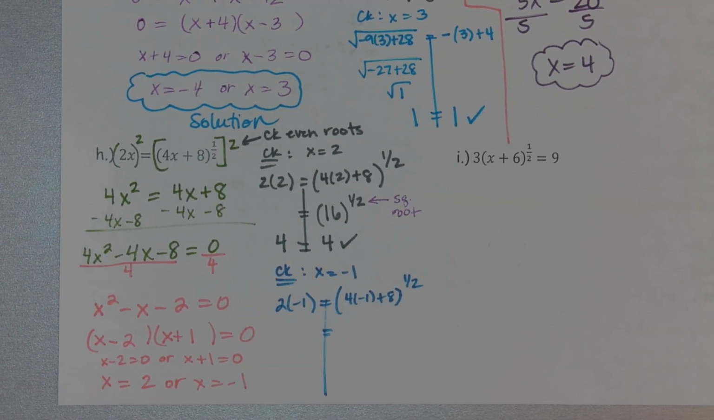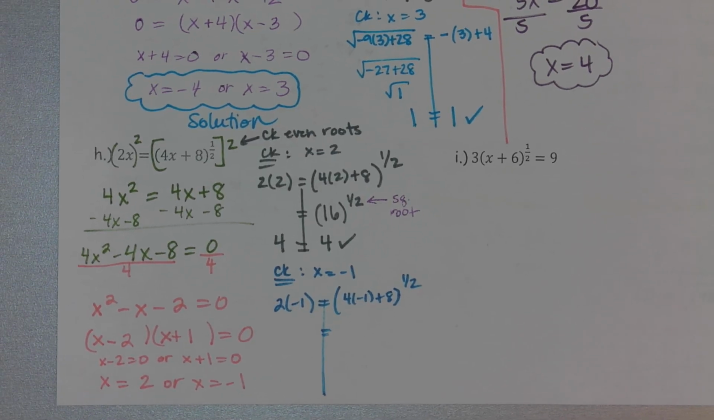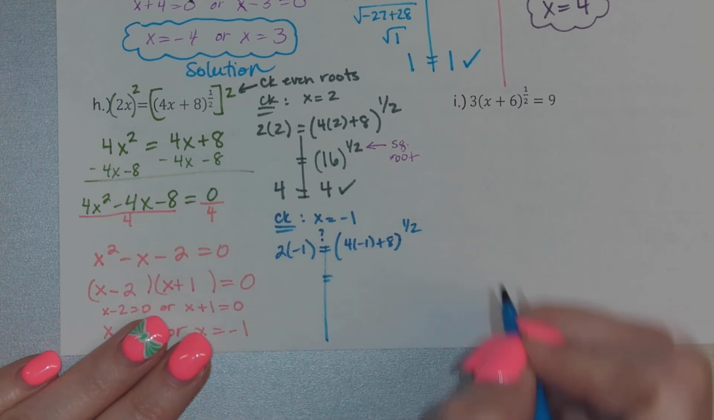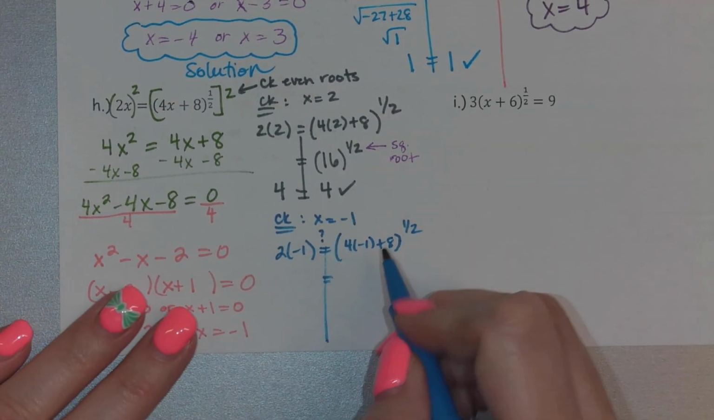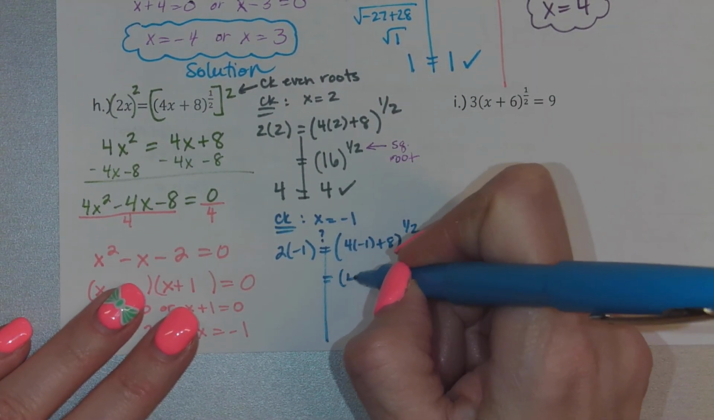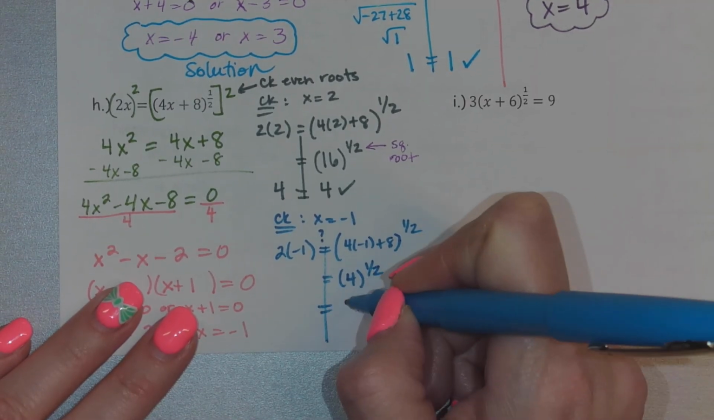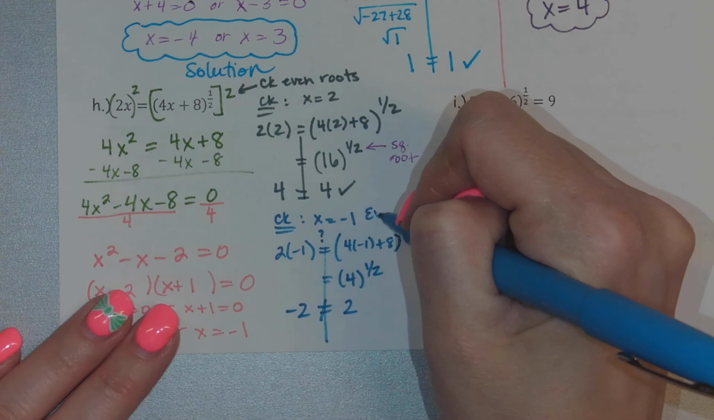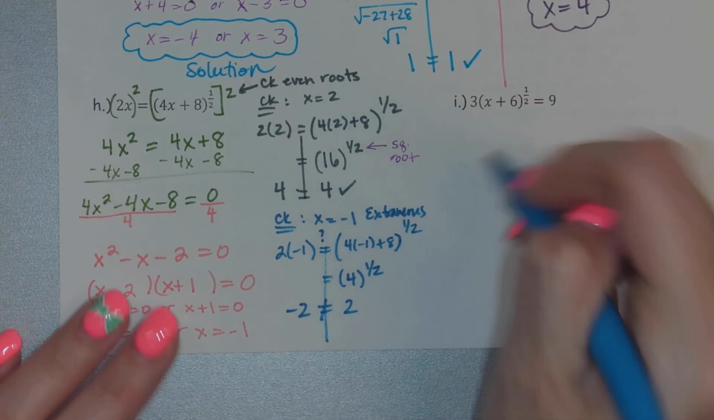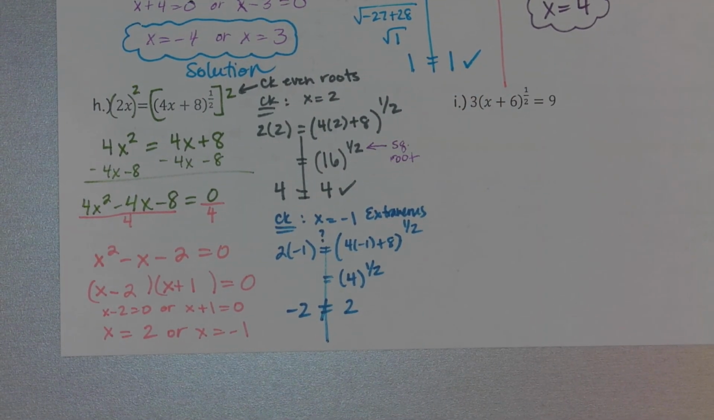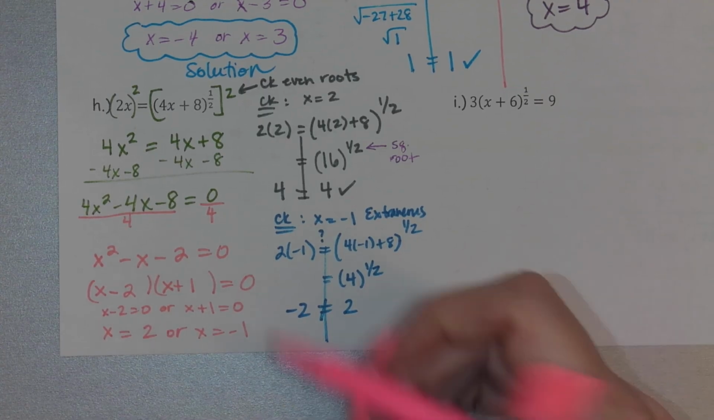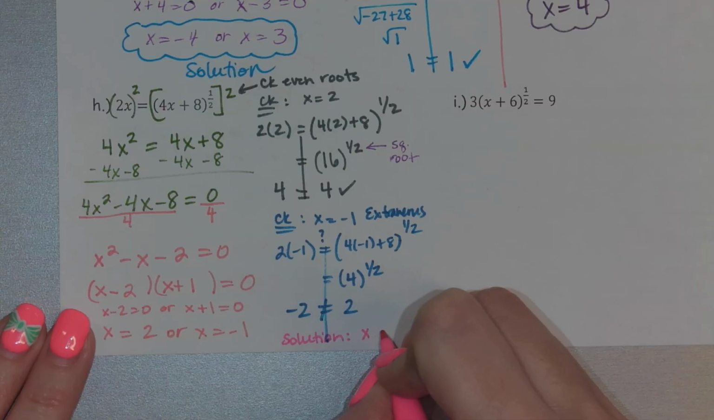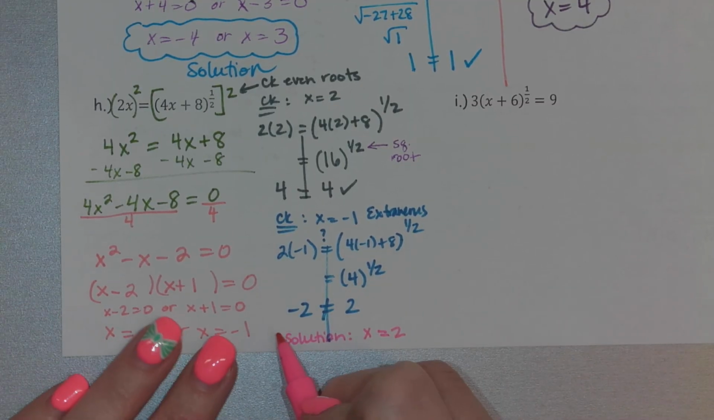And I put that line down to remind you that you can't add things to both sides. So you're not sure if they're equal. So negative 4 plus 8 is going to be 4 to the 1/2. That's going to be 2. On this side, you have negative 2. So this is extraneous. So your solution is x equals 2.